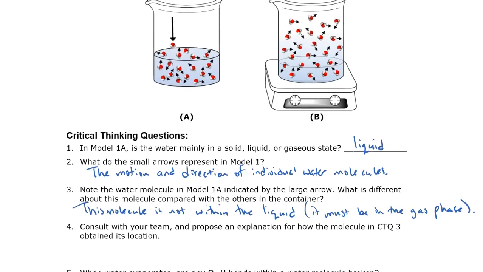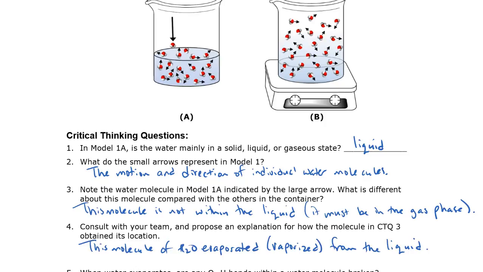Number 4. How do you suppose that molecule obtained its location? So propose an explanation for that. Pause now and write your sentence. So is this what you said? I said this molecule of water evaporated or vaporized from the liquid. Notice how those words evaporated and vaporized both have the same root in them, vapor. They mean slightly different things, but they're similar.